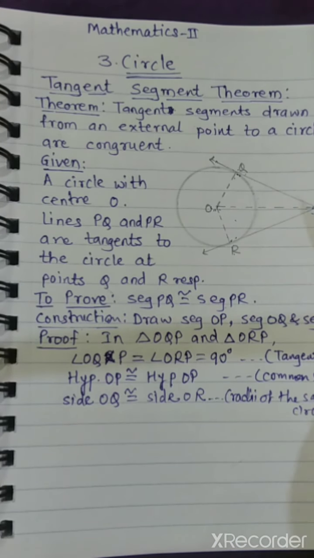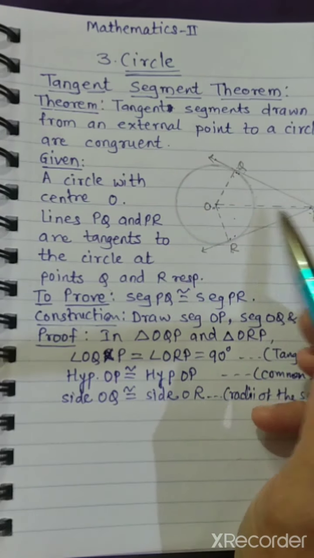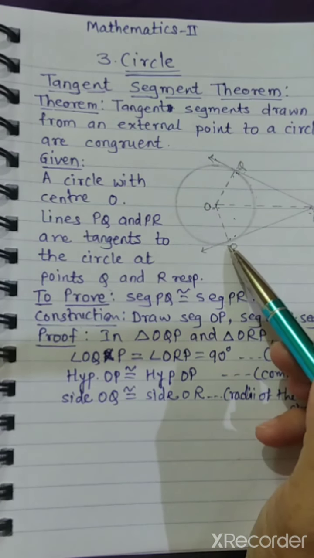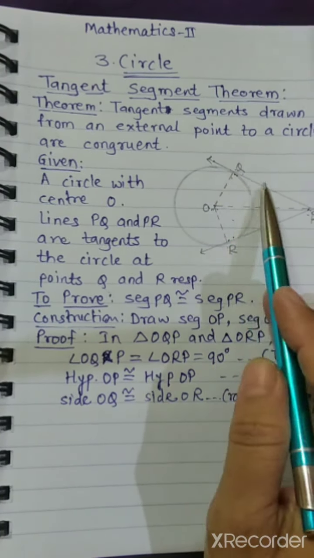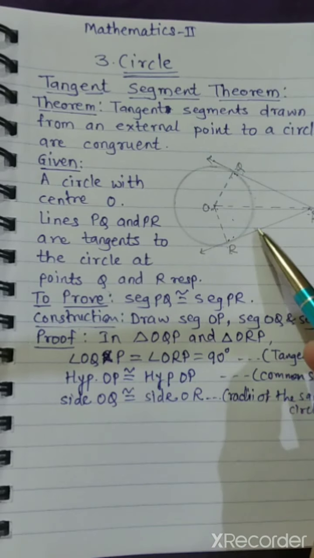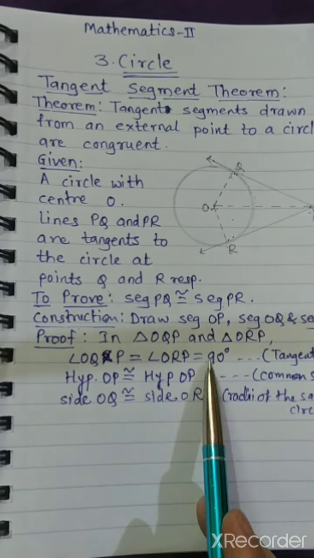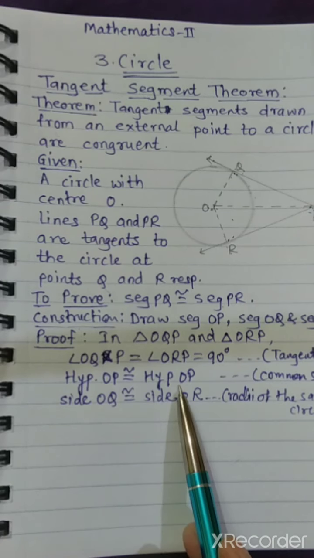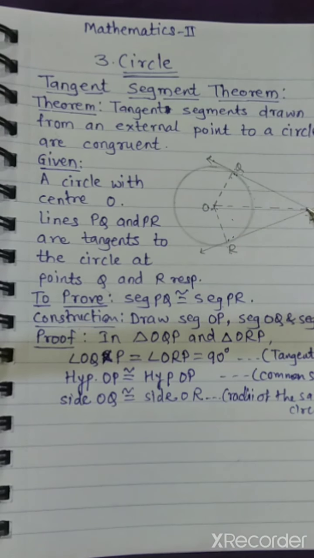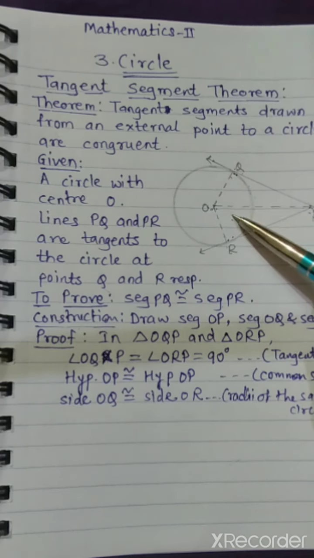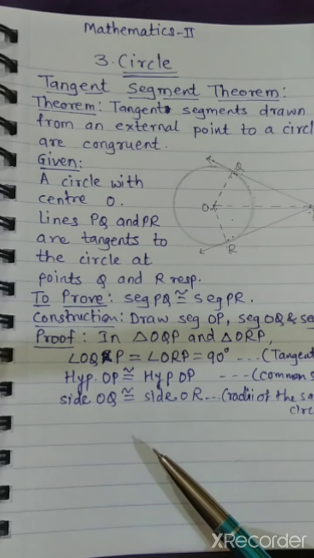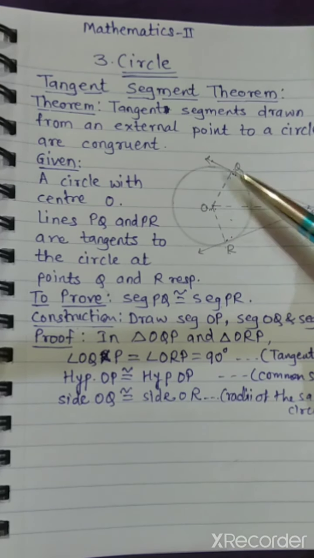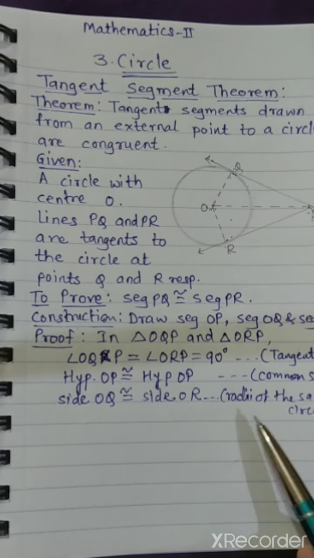In these two triangles, angle OQP, that is 90 degrees, is equal to angle ORP, that is also 90 degrees. So by the tangent theorem, tangent is perpendicular to radius, so these two angles are 90 degrees. Secondly, hypotenuse OP is congruent to hypotenuse OP, the side opposite to the right angle, that is the common side. And lastly, side OQ is congruent to side OR because they are radii of the same circle.